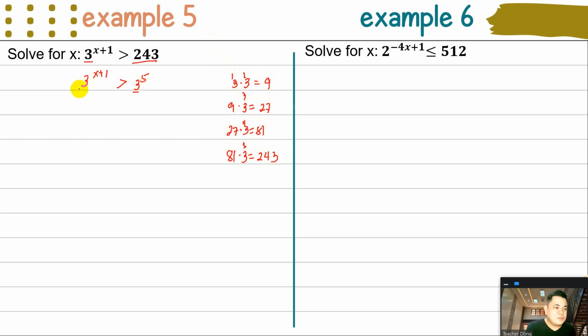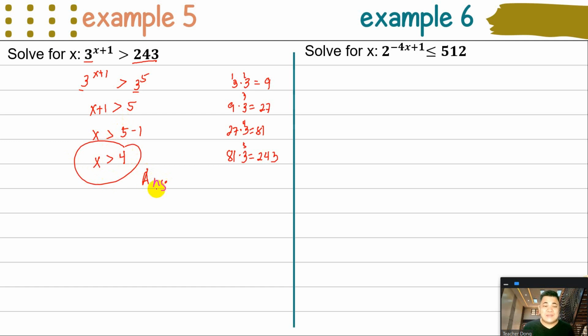So do we have now similar bases? Yes. So you can inequate the exponents. We have x plus 1 greater than 5. Then transpose 1, x greater than 5 minus 1. So x is greater than 4. Do we need to flip, teacher? No, because we did not multiply or divide both sides by a negative number. So our final answer is x greater than 4.